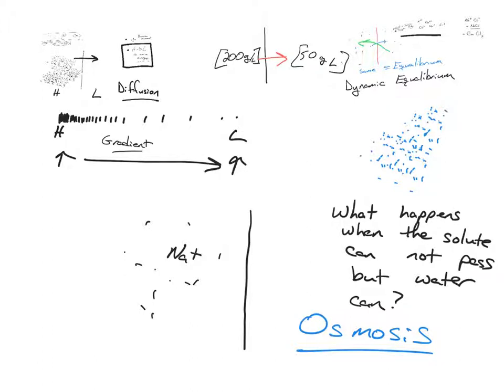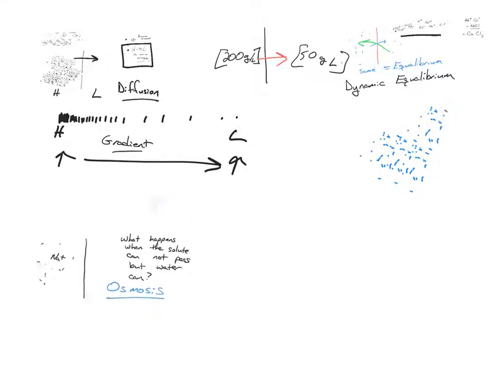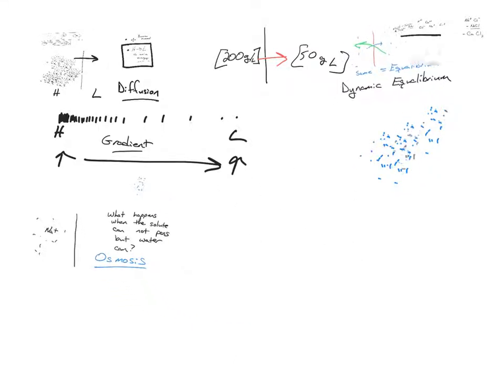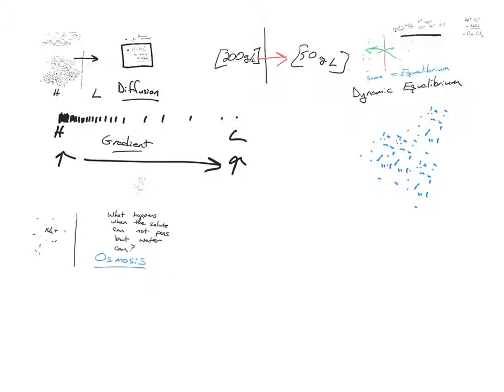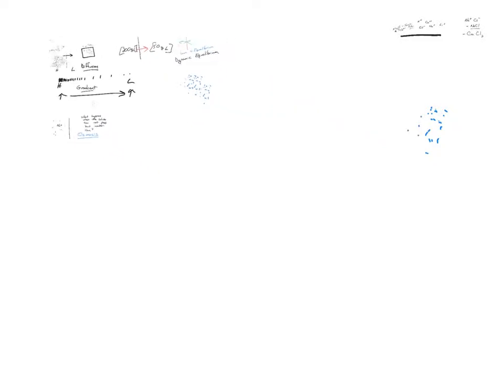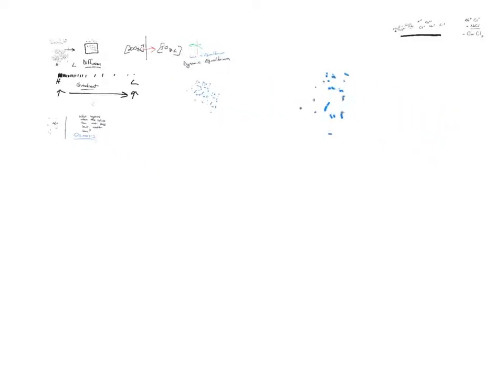Well, what happens when the ions cannot go through? What happens when the solute cannot pass, but water can? We call it osmosis, and that's what we'll be covering tomorrow. And simple diffusion is just this idea of things moving from high to low. That's not hard. So far, it seems like everybody says they understand.